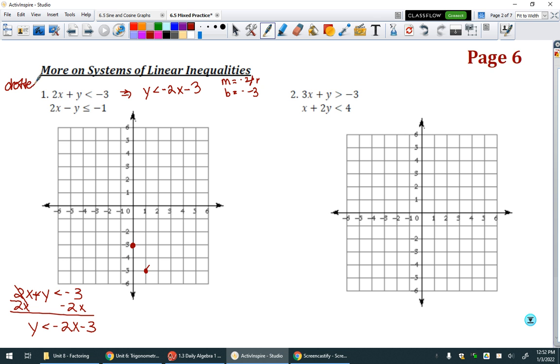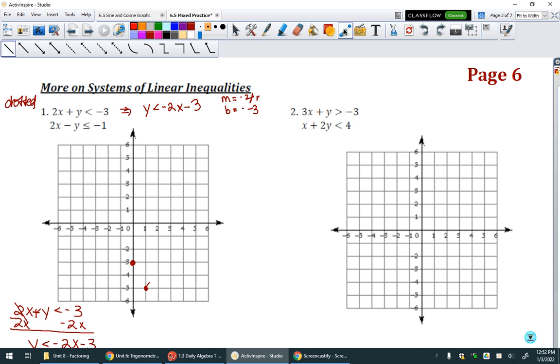So grab your ruler. Okay, you're going to connect these 2 points. And you are literally going to draw a dotted line with arrows at both ends. Draw it through the whole graph. Page 6. Questions? Okay. Next, we need to know which way to shade.